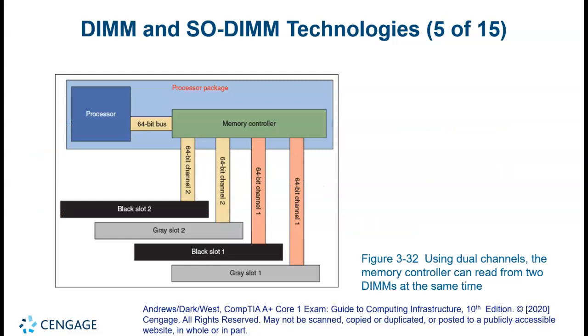Using dual channels, the memory controller can read from two DIMMs at the same time. See how it is? Black slot, gray slot, black slot, gray slot. If you put one here, the other one you have to put here, right? If you're only using two, or if you're using like an 8 gig and a 16 gig pair, you put the one 8 gig here, you've got to put the other 8 gig here. You put the one 16 here, you put the other 16 here. You can't put one 8 here and one 16 here. It won't work.